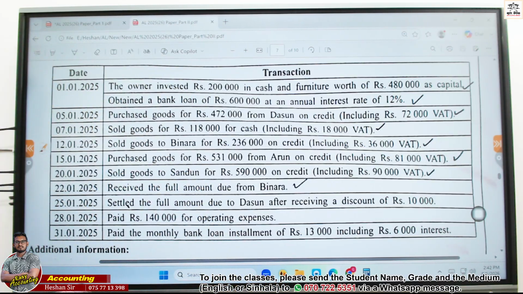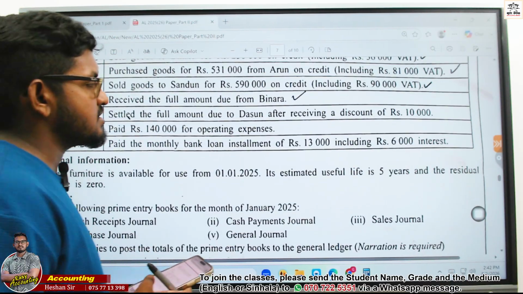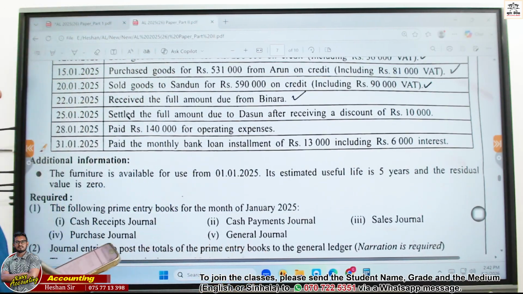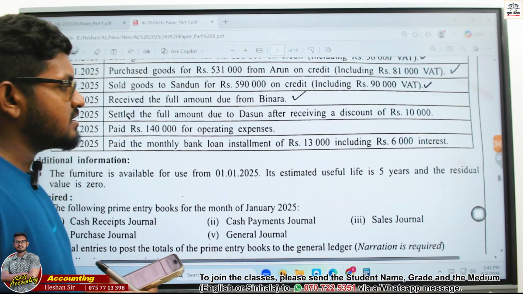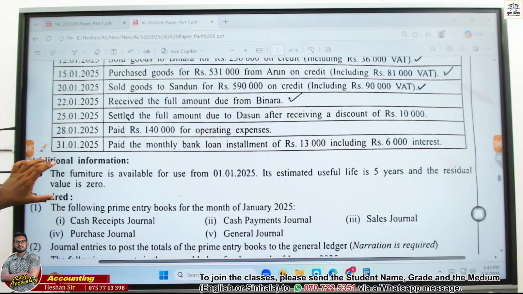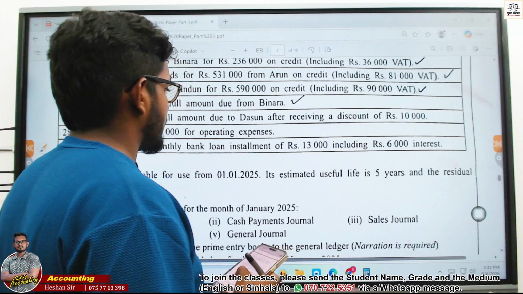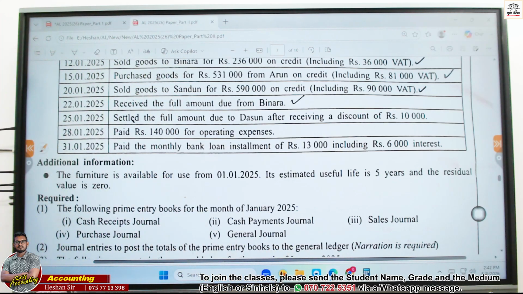Received the full amount due from Winner. Settled the full amount due to Dasun after receiving a discount of 10,000. Paid 144,000 operating expenses. Paid the monthly bank loan installment of 13,000 interest. The furniture is available for use from 1st of January 2025. Its estimated useful lifetime is 5 years and residual value is 0.